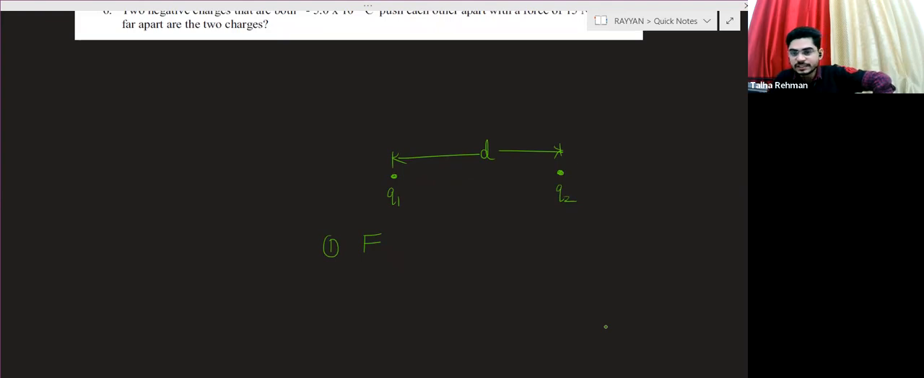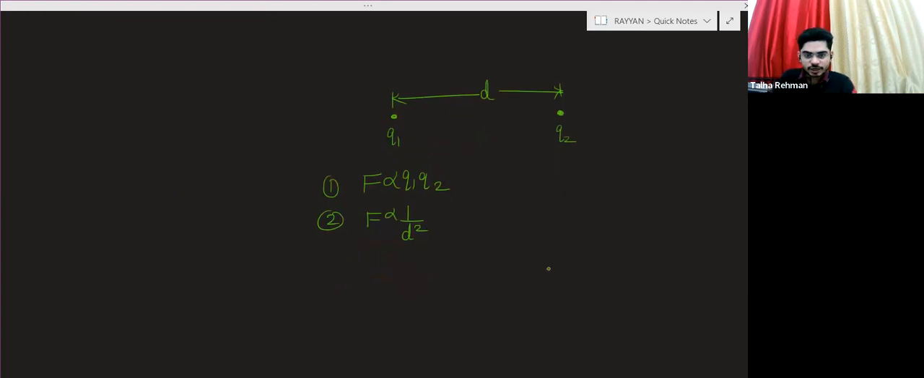Remember, Coulomb's law is valid for point charges, meaning very, very small charges. The force is directly proportional to the product of the two charges, and inversely proportional to the square of the distance between the two charges in any medium. If you combine both these statements, it becomes q1 q2 by d square.